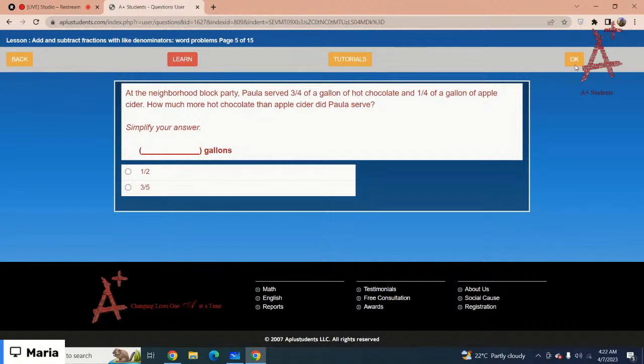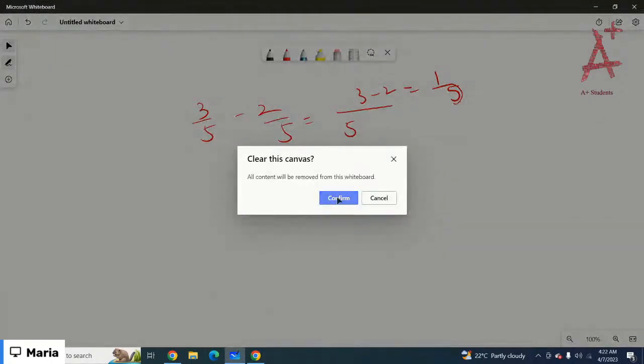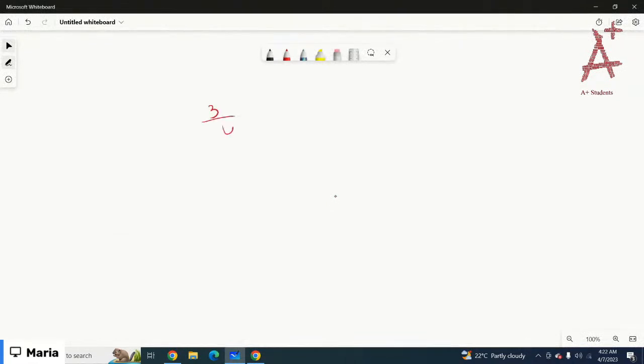So you have to do 3 by 4, take away 1 over 4. Got it? It would be 3 by 4 minus 1 over 4. So they have the like denominators, subtract their numerators. It would be 3 minus 1, which is 2 over 4.